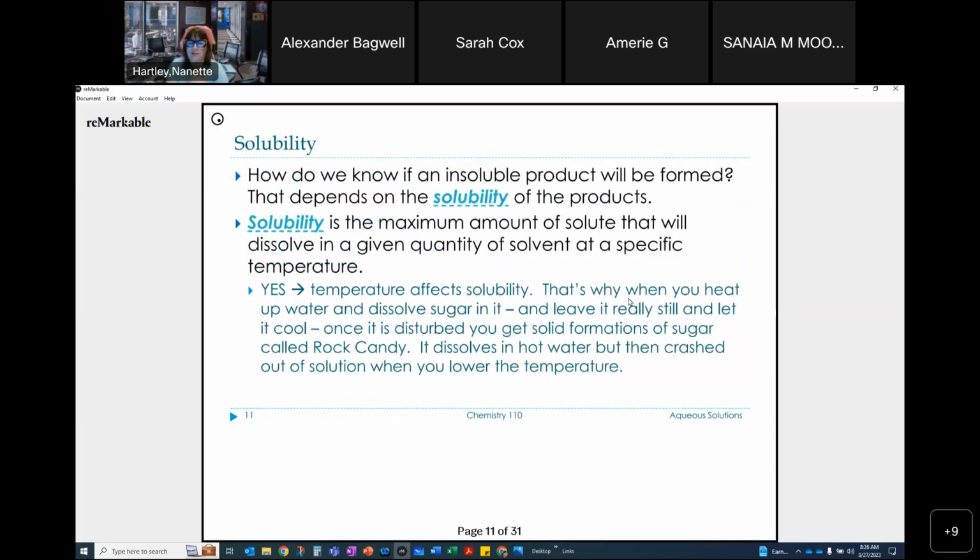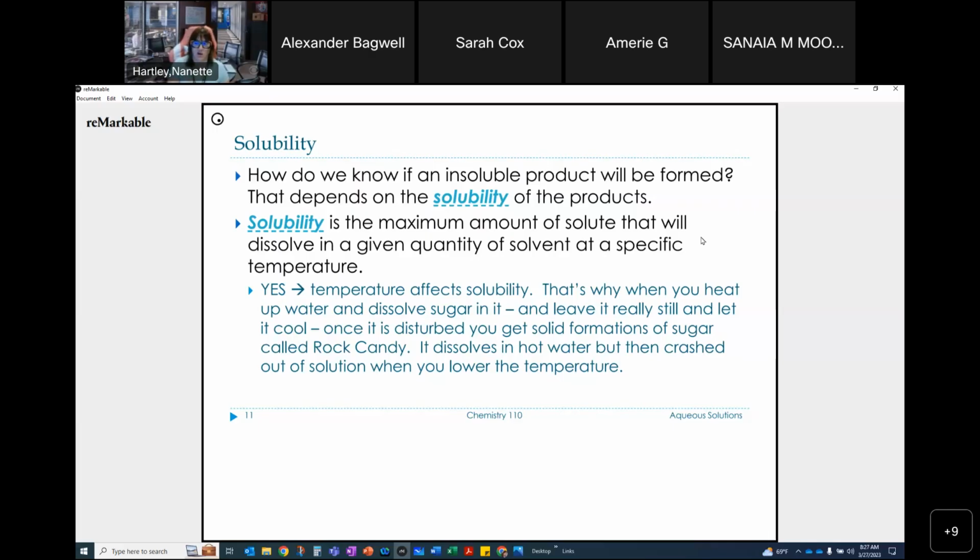Now, how do we know if we're going to make an insoluble product or not? Well, that depends on the solubility of our products. The solubility is defined as the maximum amount of solute that will dissolve in a given quantity of solvent at a specific temperature. It is temperature dependent, absolutely temperature dependent. And so at a different temperature, we're going to see that solubility is different. This is something you're probably aware of, because if you've made sweet tea, us being in the South, we probably have, as that tea gets warmer, we'll see that more sugar dissolves. And that's because sugar is more soluble at higher temperature than it is at lower.